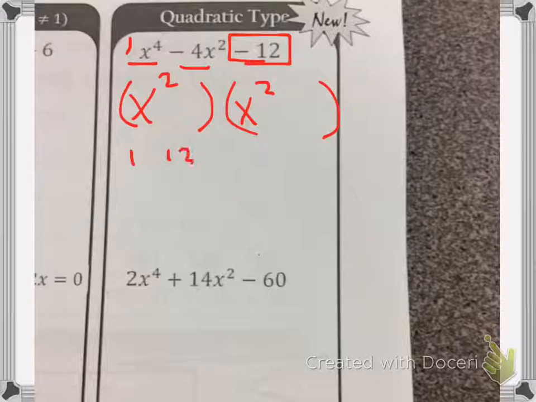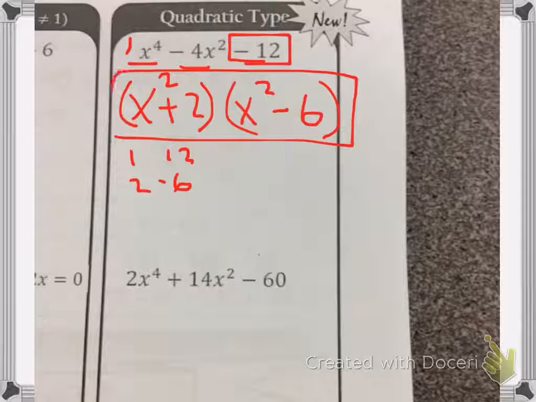So we could just list them: 1 and 12, 2 and 6. 2 and 6 looks like they'll work if I put a negative on the 6. So I'll have x plus 2 and x minus 6. Neither of these factor further, so I'm done right there.